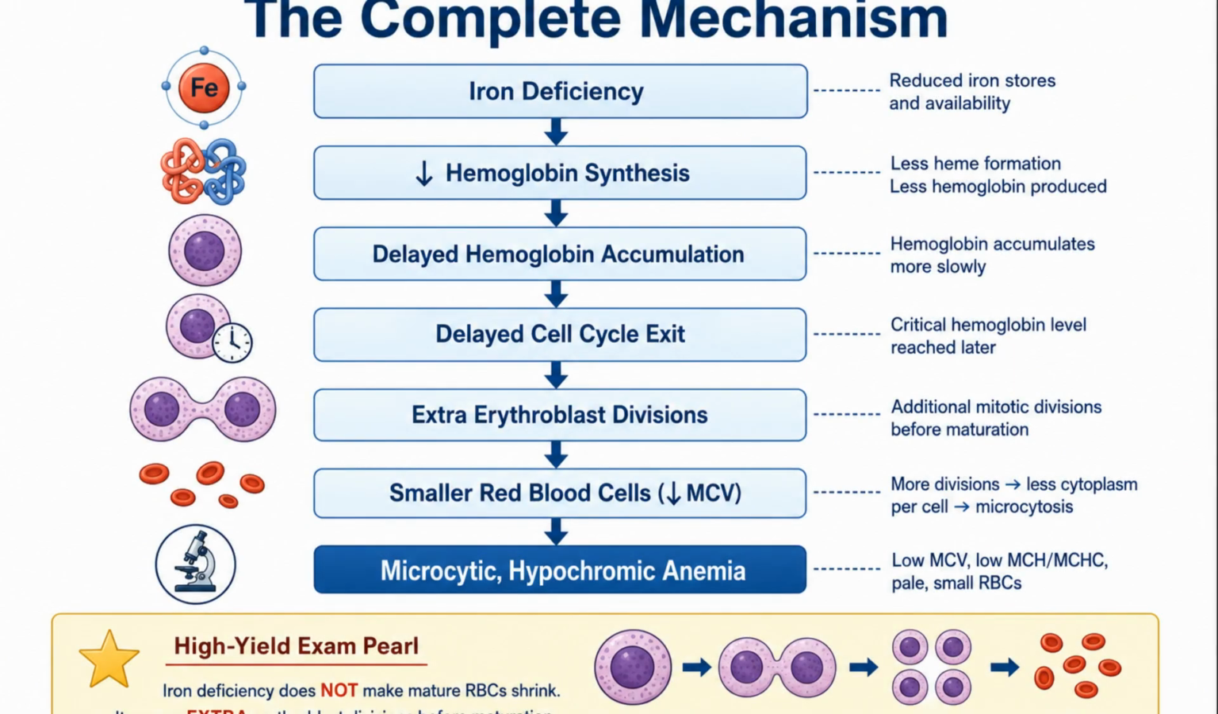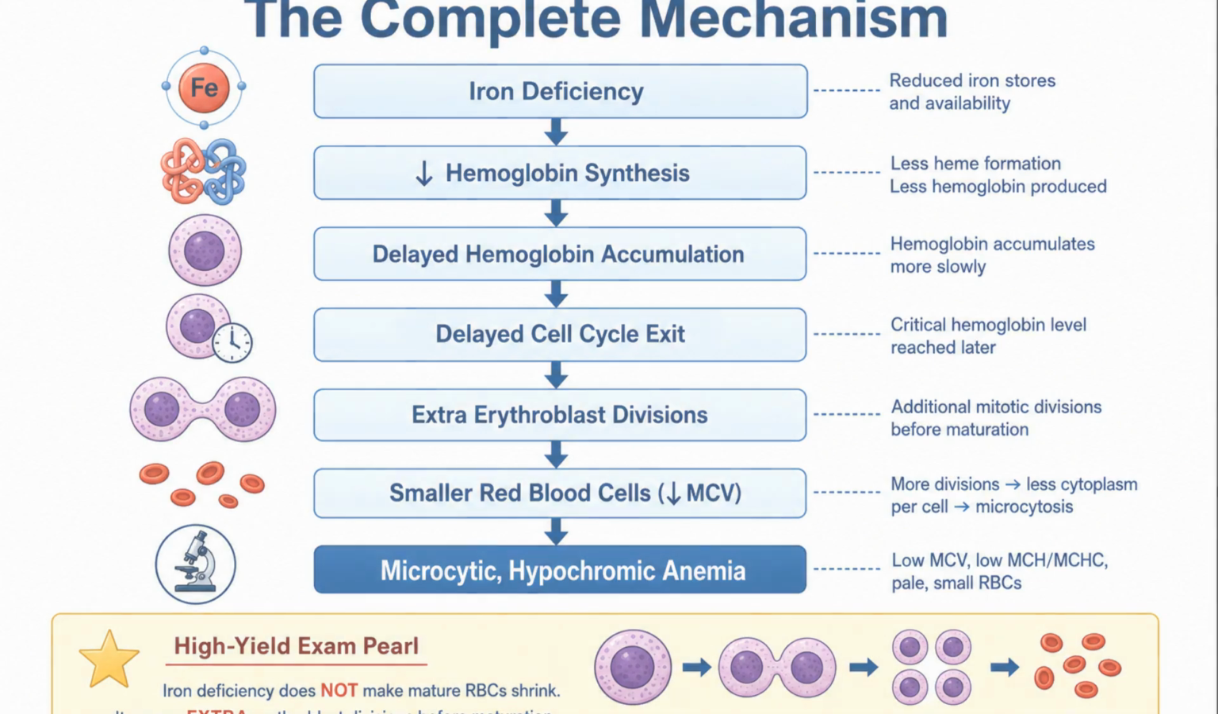Let's summarize the sequence. Iron deficiency reduces hemoglobin synthesis. Slower hemoglobin accumulation delays the signal for erythroblasts to stop dividing. The cells undergo extra mitotic divisions, producing smaller red blood cells with less hemoglobin. The final result is microcytic hypochromic anemia.